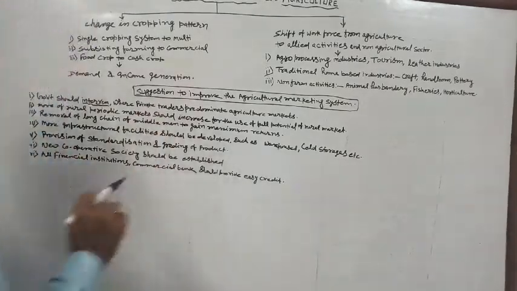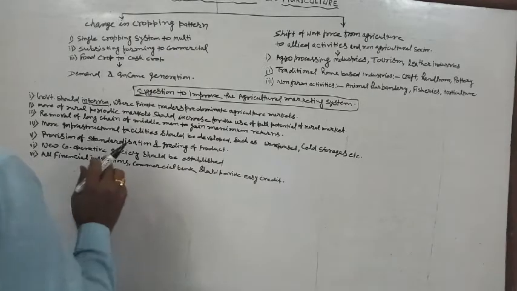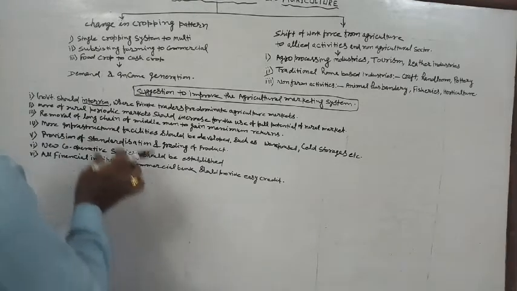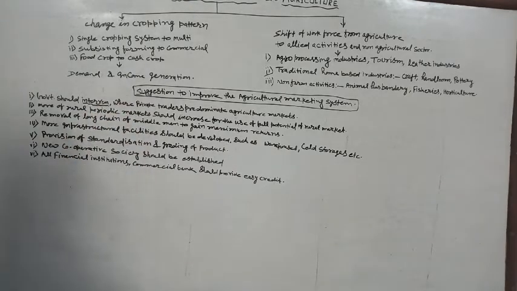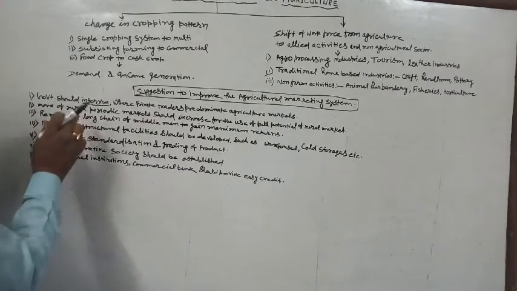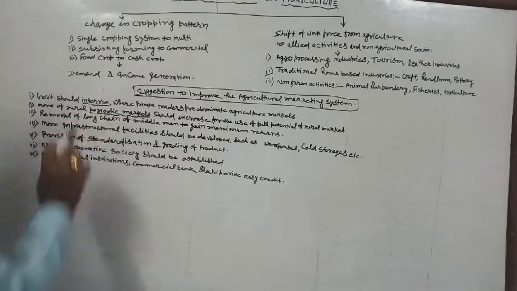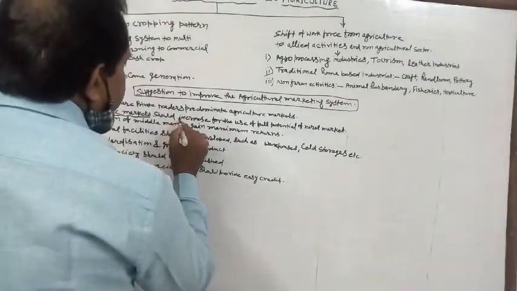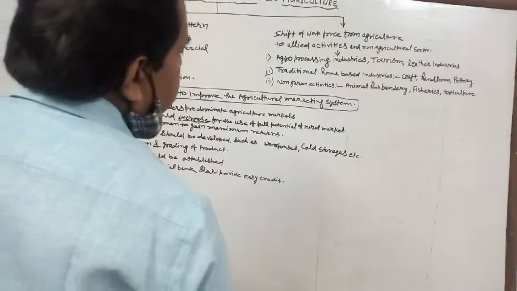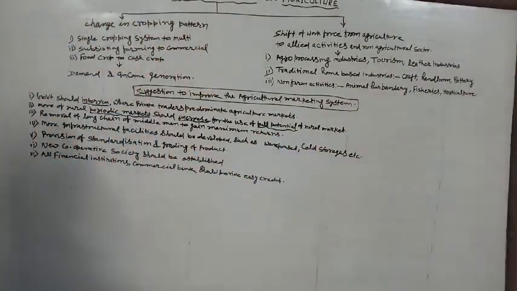Second problem was that in the rural areas there are fewer periodic markets. As a result, the farmers face problems. So more rural periodic markets should be increased for the use of the full potential of rural markets.